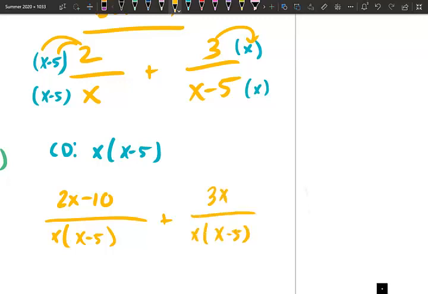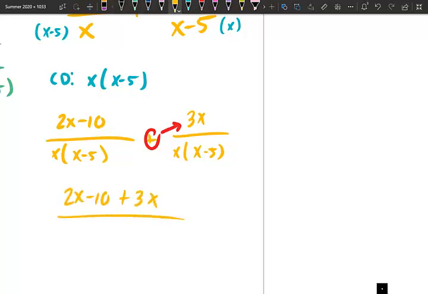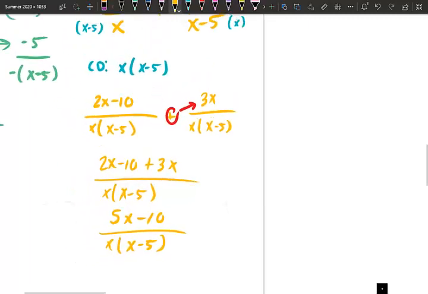Now that they have the same denominators, we can go ahead and add the tops. So that's a positive 3x. So we'll have 2x minus 10 plus 3x over x minus 5, combine like terms, and we get 5x minus 10 over x minus 5. And you're like, well, what about the 5 on top? Don't worry about it. You don't have to take it out. Boom, done. We simplified it.